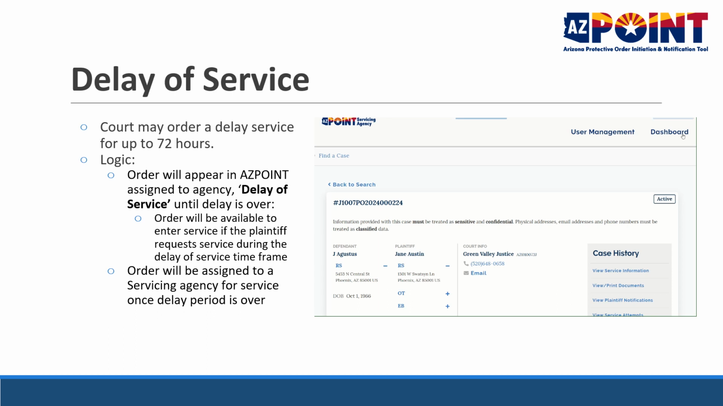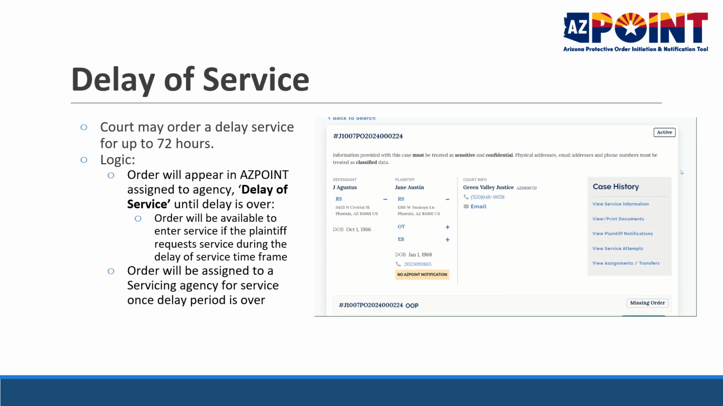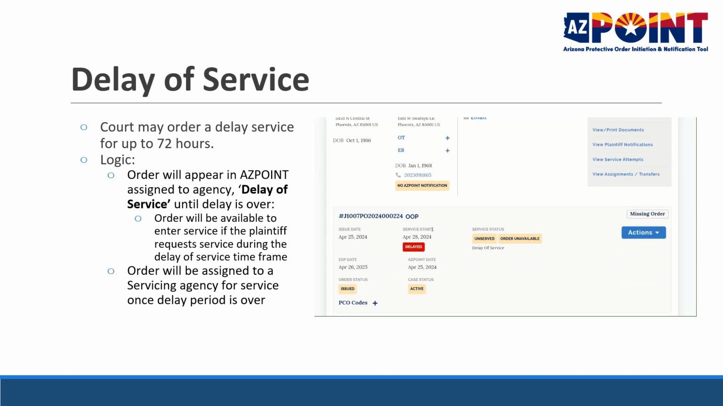So let's say I'm going to use this case as an example. We've got a case that was issued April 25th. We can see that the start date is April 28th, and we see this delayed badge down here as well. This case was issued April 25th, and it's in the system and available, visible to everyone immediately, but it's assigned to this default agency of delay of service.